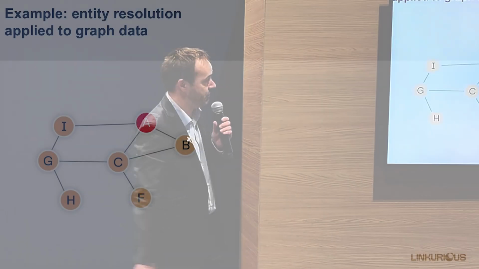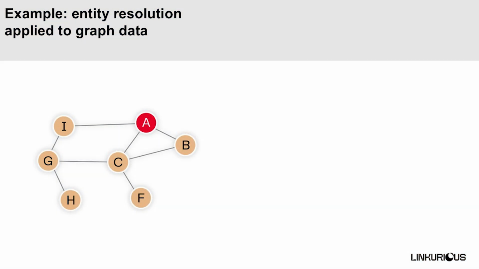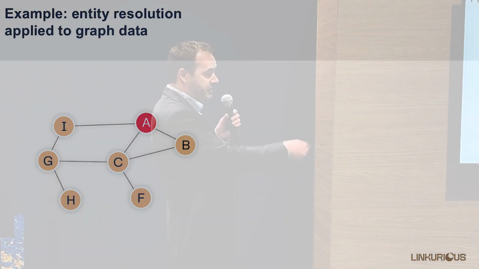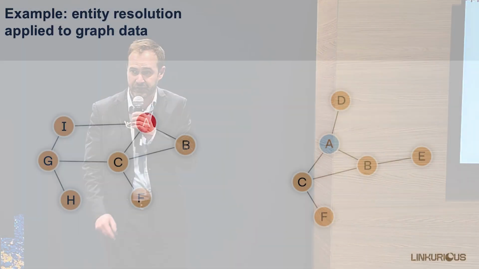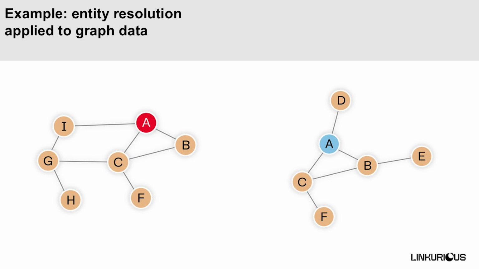And here you have another one, A, still the same, probably with a different spelling or a typo in the social security number or the phone number, with a different context. Actually, those two are the same. So on one side you have one context, and on the other side you have a different context.